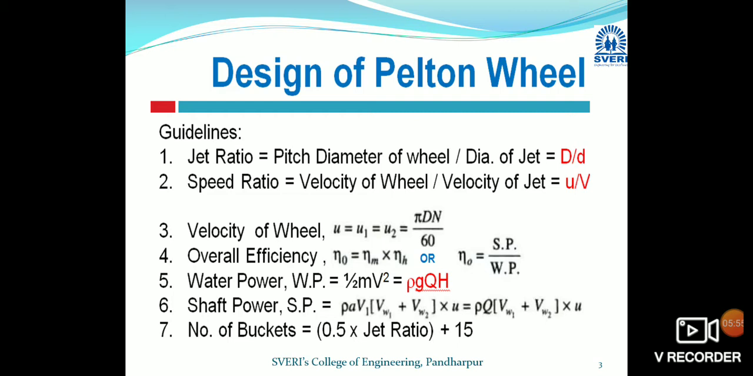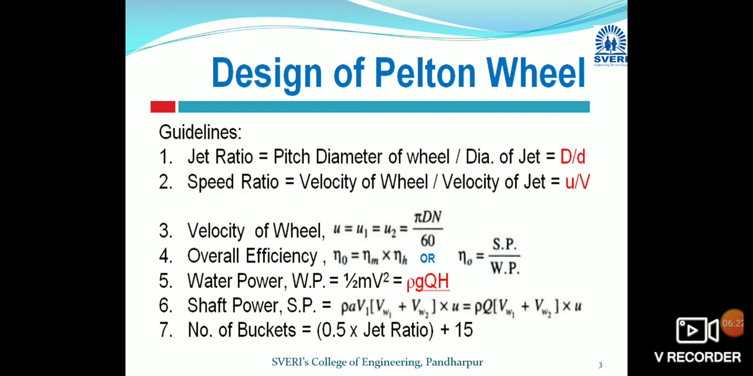For the design of the Pelton wheel, I have already discussed that from the inlet velocity triangle, Vf1 is equal to 0, V1 is equal to Vw1, then VR1 is equal to V1 minus U1, and for the outlet triangle, we can use some trigonometric relations. Also, the jet ratio is there. Jet ratio is defined as the ratio of the pitch diameter of the wheel, or runner diameter, to the diameter of the jet, and it is calculated by the formula D by d.